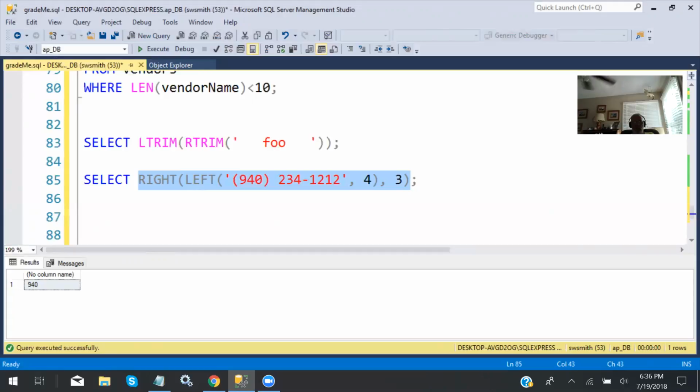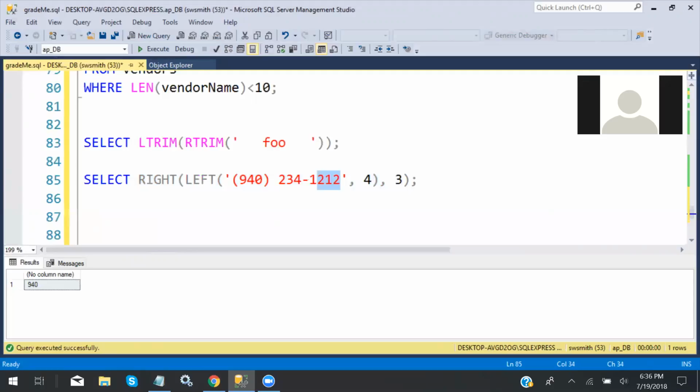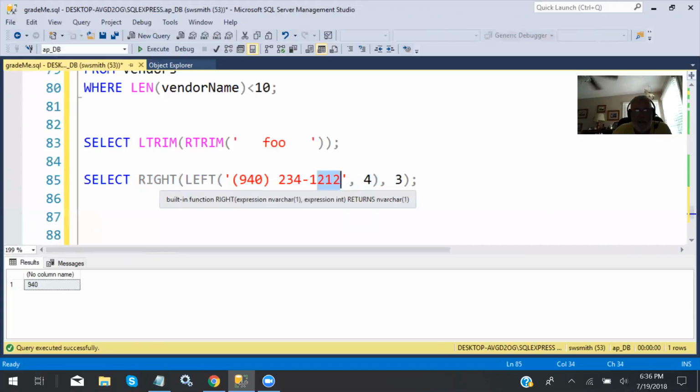Yes, it would. So that would say the left 3 would be open parentheses 9, 4. So if I said left 3, I would get, if we get it right, 2, 1, 2. And then, excuse me, I want the right. If I did this one inside, I switched the order of them, I would get the right 3 would be 2, 1, 2, and then I would try to take the left 4 of that, and it wouldn't have 4, so it would just give me back 2, 1, 2.